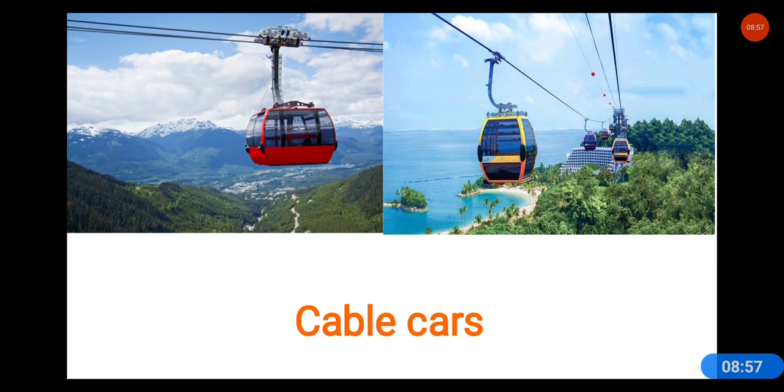This is cable cars. A cable car is also a transport to go from one hill to another hill, right? I hope you have understood and enjoyed seeing these images. Now let's move on.